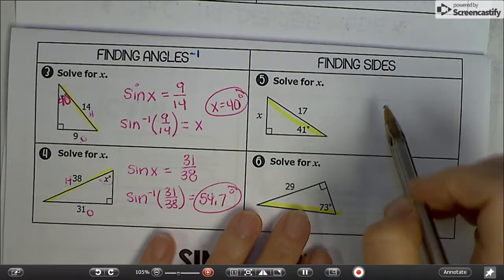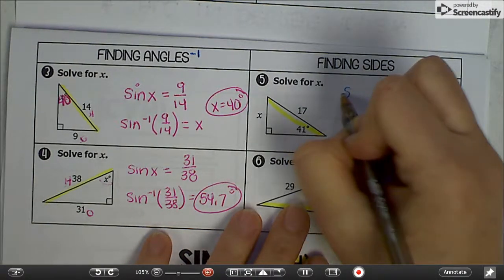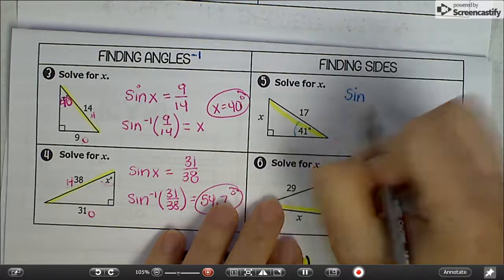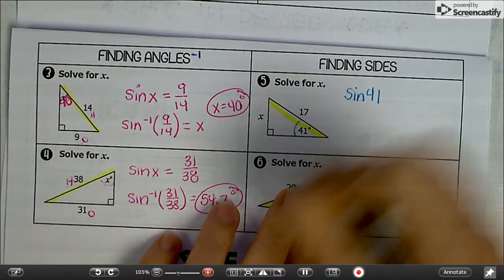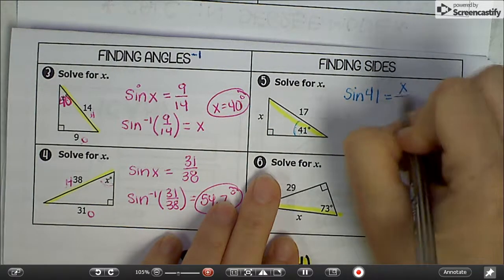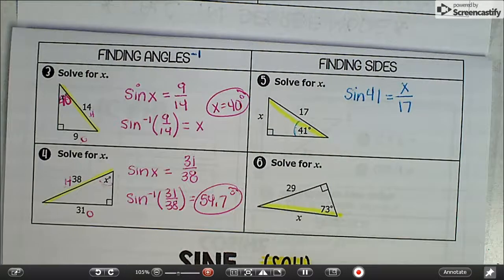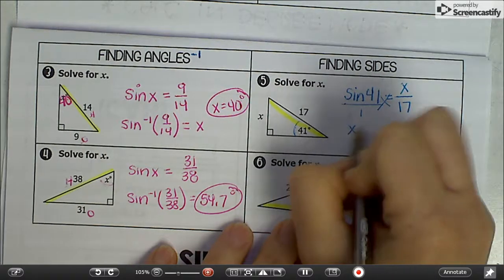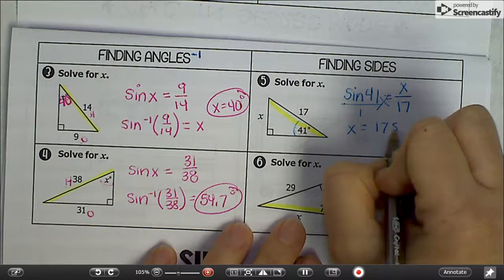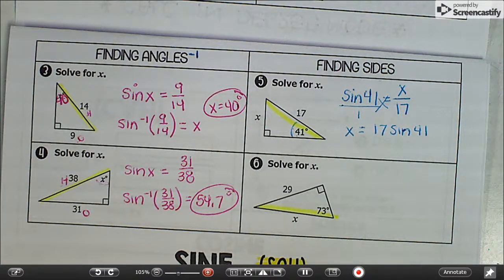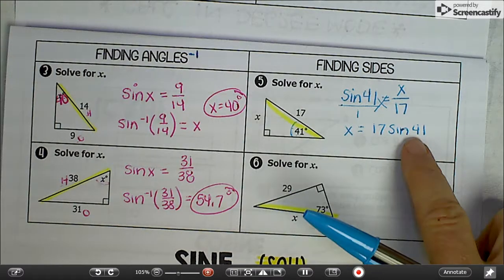To find sides, we're going to use that same formula, sine, but the formula says we want sine of an angle. So we're going to do sine of 41 equals opposite x over the hypotenuse 17. All right, so you could put this over 1 and cross multiply. So we'd have x equals 17 times sine 41. This is the way people write it. This is the best way to write it. Put the coefficient in front and the angle is stuck to the sine.